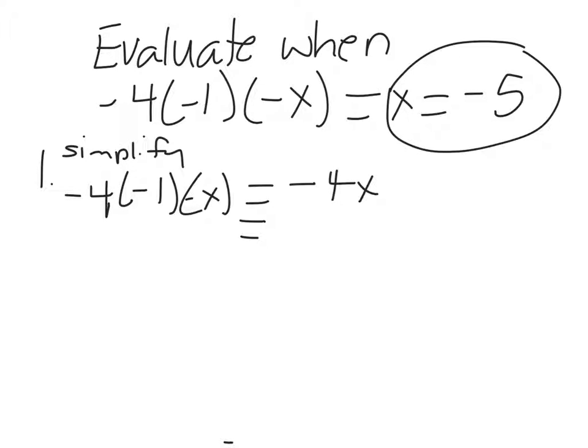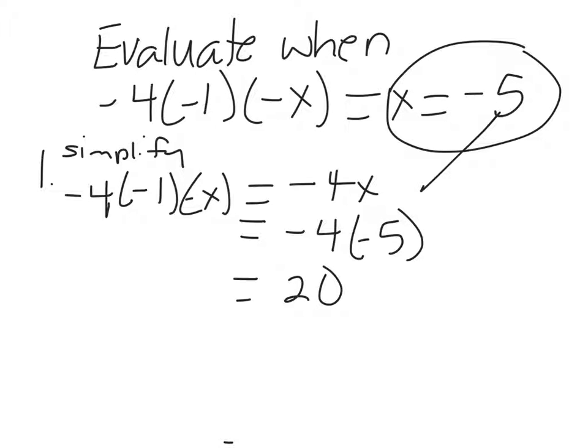So you can do it two ways. You can simplify first or you can substitute first. Let's work it out by simplifying first. So in this case we would have negative 4 times negative 1 times negative x is going to equal negative 4x. The next step then will be to put in negative 4, and then we know what the x is. Put in the negative 5, and then we work it out, and it's going to be 20, and we have two negatives, so that's going to be a positive.